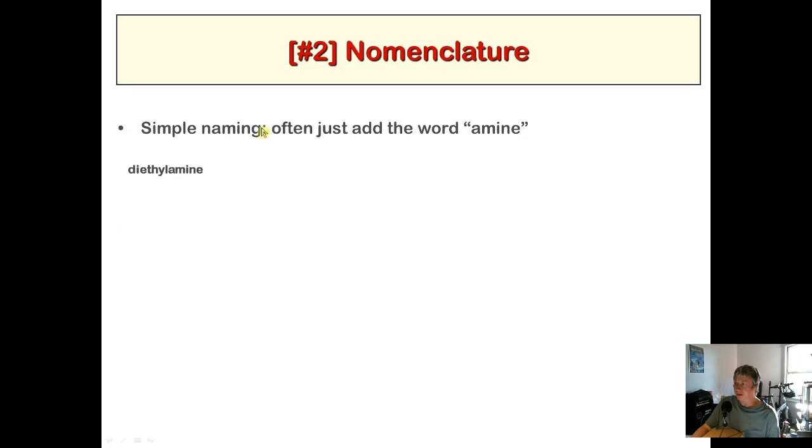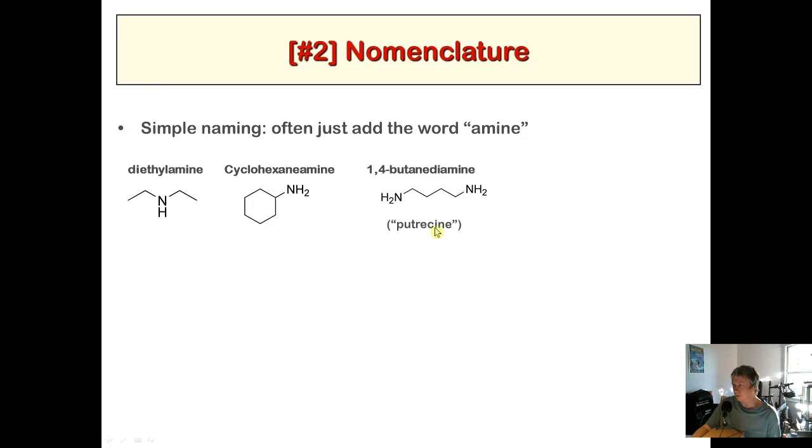Amine naming is pretty straightforward for simple amines. Diethylamine should be 2 ethyls on an amine. Yep, that's pretty easy. Cyclohexane amine would be a cyclohexane connected to NH2. 1,4-butane diamine. Well, what do you think it is? Butane is 4 carbons. Then we have amines on 1 and 4. So it's this molecule. This has the lovely alternate name of putrescine.